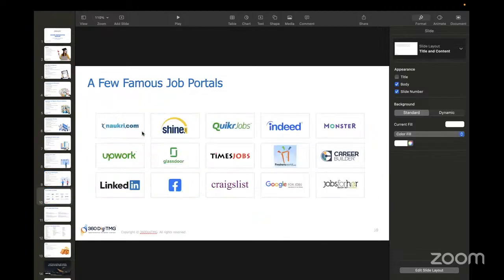Okay, then you can apply for jobs from Naukri.com, LinkedIn, Shine.com, Indeed, and all those. There are various job portals. You can apply from anywhere, but most of the time Naukri and LinkedIn are the most preferred in India, so you can go for them. They are better compared to other job portals.